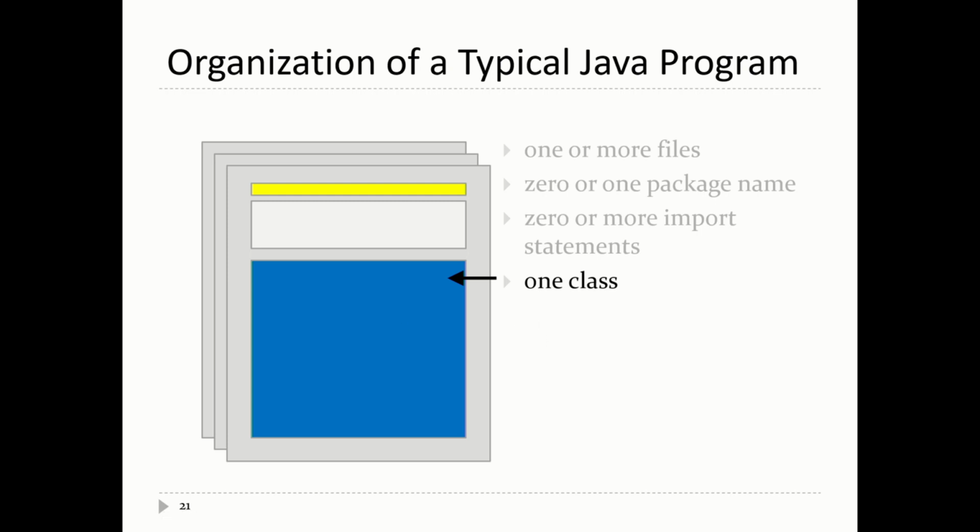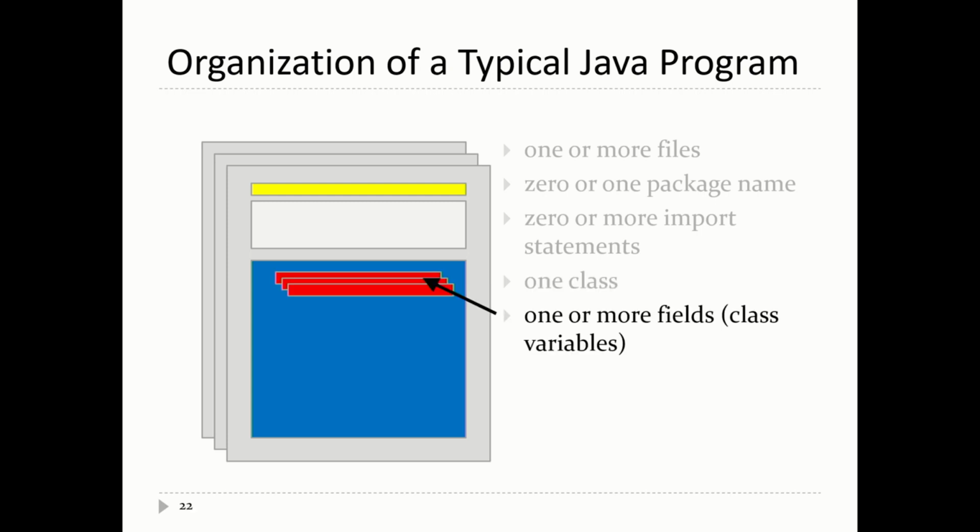Now, inside that class, you know that there can be methods, but there's other stuff that you can put into a class as well. So we're going to start to put information into the class. How do you store information? Well, it's just variables. There are these things in Java called fields, which are variables that live in a class. You can have zero or more of those.